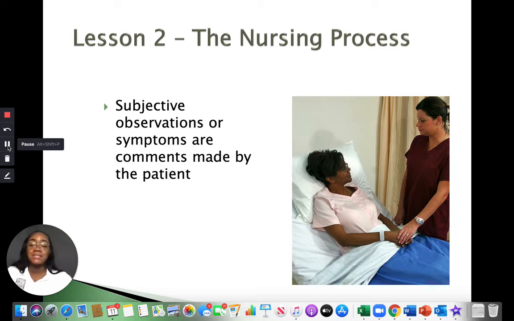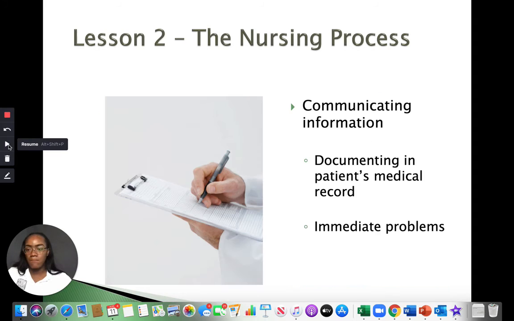Those are subjective, meaning we can't gauge a patient's pain. We can't say a patient doesn't have an appetite, or maybe the patient isn't telling the truth about the level of pain that they're experiencing. So quite simply, subjective observation is what the patient says they're feeling.